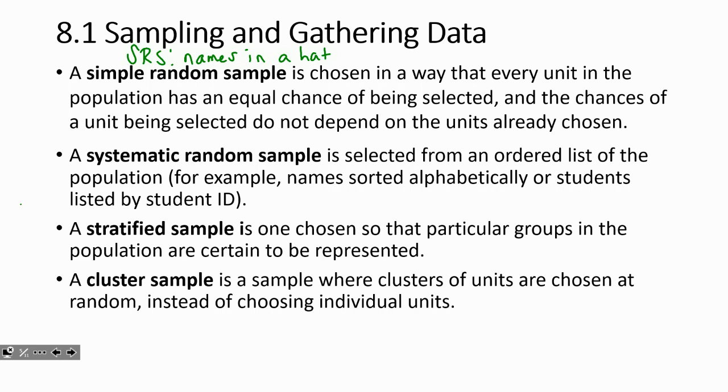The next one that you have is systematic. Okay, so systematic, the way that I choose to think about this, it says it's selected from an ordered list of the population. The easiest way to think about systematic is you're going to start at, let's say, the third name on the list, and select every 15th.